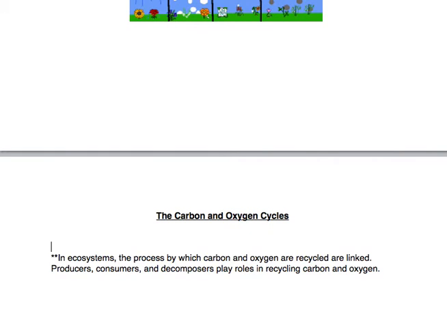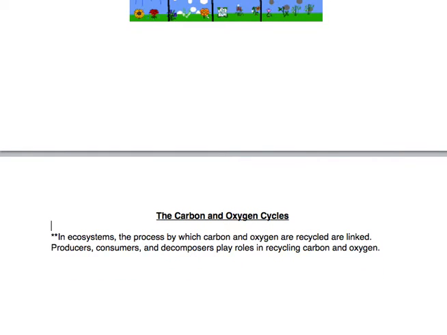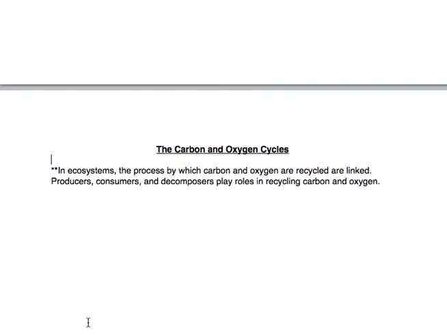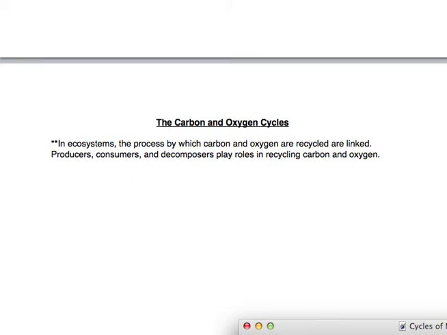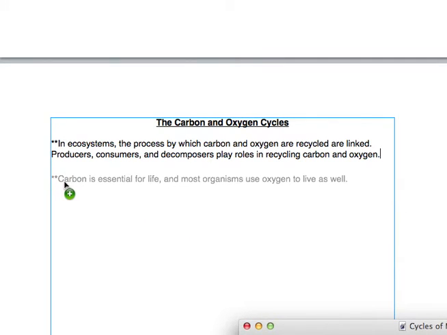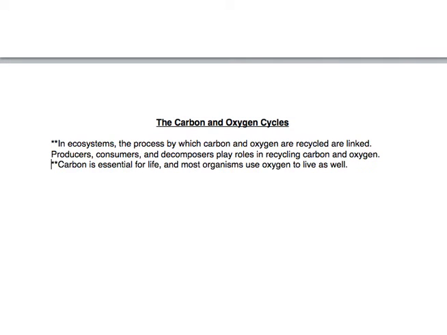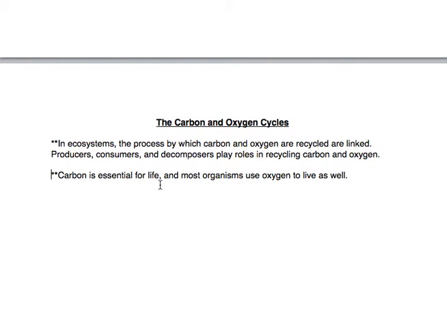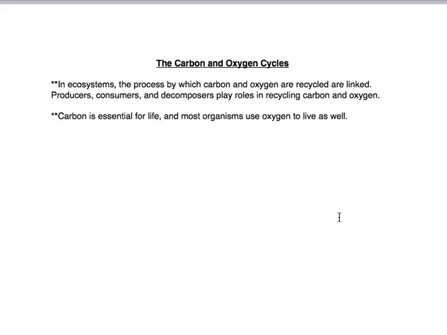We talked a little bit about that in class when I drew a picture on the board of the flower going through the process of photosynthesis, and then the goat eating the flower. You can see how they were linked there, but we're going to talk a little bit more about that here. It's important to note that carbon is essential for life, and most organisms use oxygen to live as well. Carbon is an element, oxygen is also an element, and they're very essential for living things. So it makes sense that they're linked together.